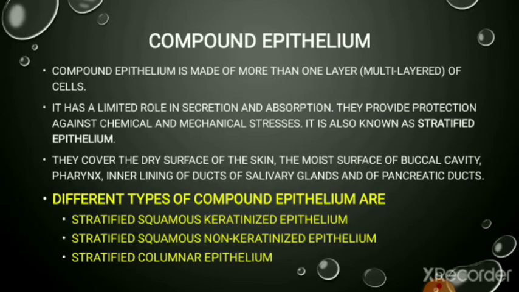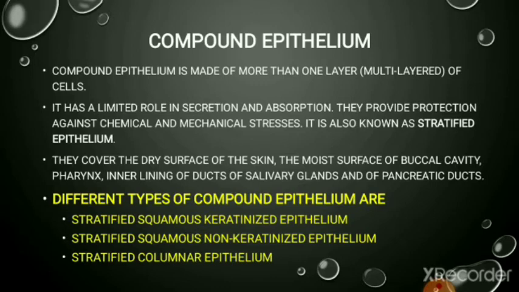The next is compound epithelial tissue. The compound epithelium is made up of more than one layer, that is, multi-layer cells. It has a limited role in secretion and absorption. They provide protection against chemical and mechanical stress. It is also known as stratified epithelial tissue. They cover the dry surface of the skin, the moist surface of the buccal cavity, pharynx, the inner lining of ducts of salivary glands, and of pancreatic ducts.